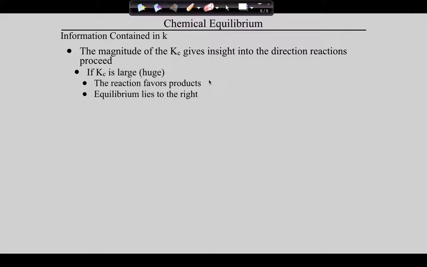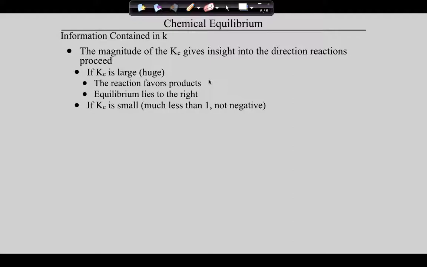What's the other side of this conversation? If it's big, it's small, but what does small mean numerically? Here's the thing you've got to be careful of. Don't confuse less than 1 with less than 0. Kc cannot be negative. To generate a negative Kc value, you'd have to have a negative concentration, or a negative pressure. Those are impossible. So when we talk about small, we mean much less than 1.